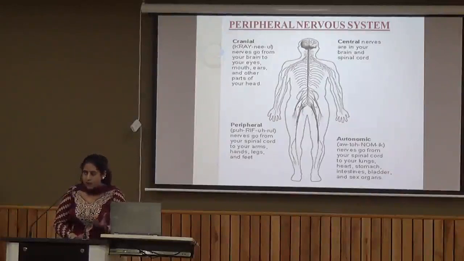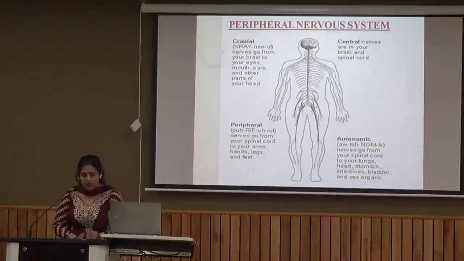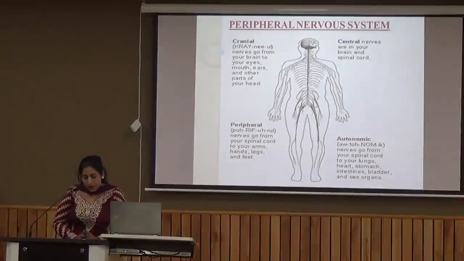Cranial nerves are the nerves which go from your brain to all these sensory organs, right? Brain, eyes, mouth, ears, etc. Your central nerves are responsible for connecting your brain to the nerves. Peripheral nerves, they go from spinal cord to your arms.